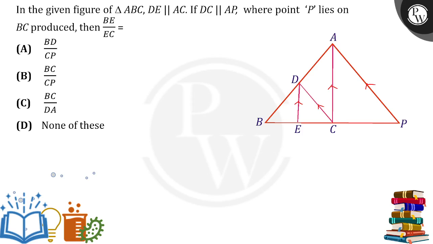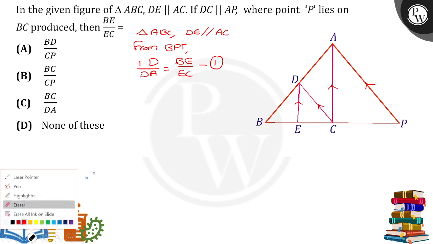So first of all, I am taking the triangle ABC. In this particular triangle, DE is drawn parallel to AC. So from the basic proportionality theorem, BPT, BD by DA is equal to BE by EC. So this is equation number 1.